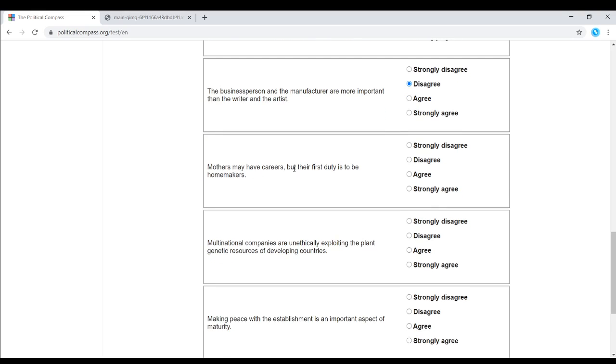Mothers may have careers, but their first duty is to be homemakers. I strongly agree, but I think that our duties as parents should always be to our home first. We should always be willing to sacrifice our career for our family. So I'm going to strongly agree, but even if it said fathers may have careers, but their first duty is to be a homemaker, that's true.